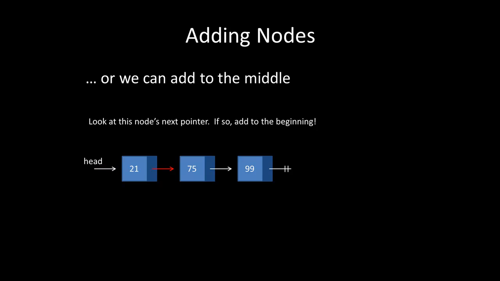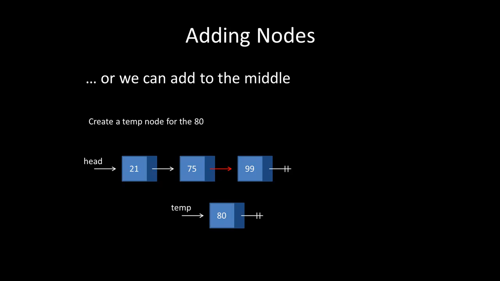So again, I'm looking at head's next pointer, and then I'm going to compare the value 80 with 75. Because 80 isn't less than 75, I have to move on to the next node. Now in this case we're going to do another comparison, and we're going to find out that 80 is less than 99, so we now know where in the list we need to put this 80.